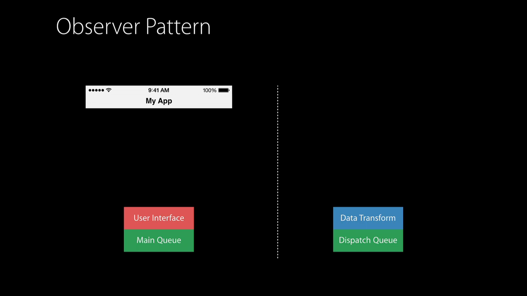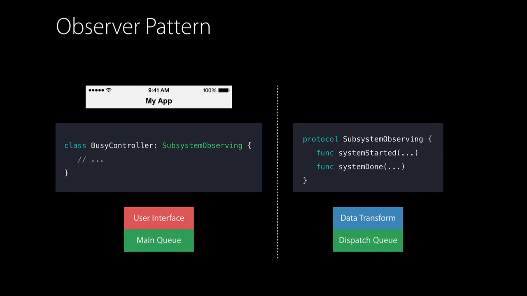And I will assume that you are able to observe some kind of state changes in your subsystems. So that here, for example, for our data transform subsystem, when it starts performing some work, we present a visual indication to the user. And then when the data transform subsystem stops doing any work, that visual indication goes away. So how do we implement that busy controller?